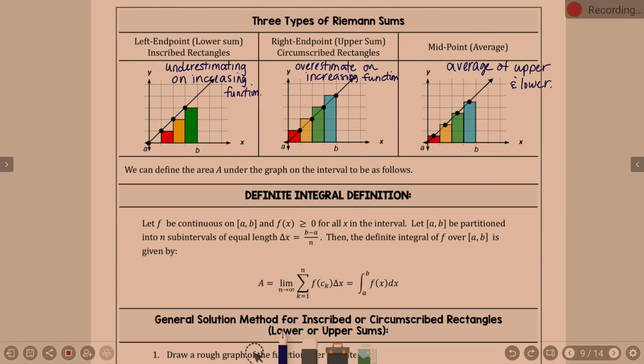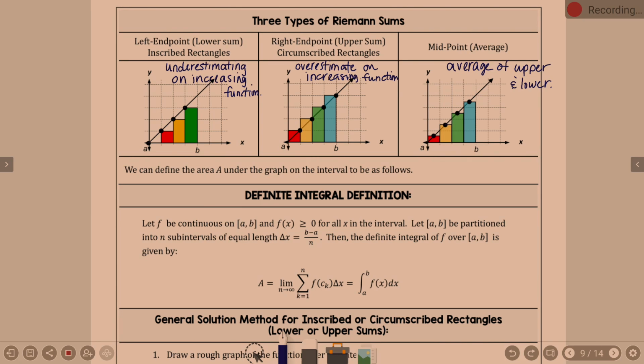Okay, a little bit of notation before we look down at the bottom. Let f be continuous on the interval a to b, and f of x greater than or equal to 0 for all x in the interval. Let a to b be partitioned into n subintervals of equal length, where delta x is defined to be b minus a over n. Then the definite integral of f over the interval a to b is given by. Now, you've kind of got two things happening here.